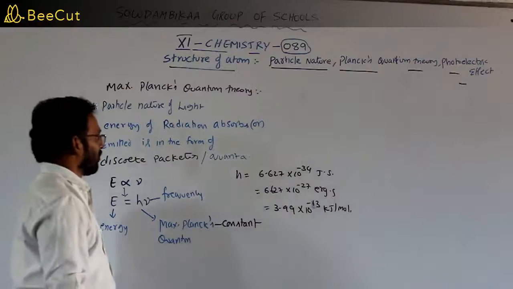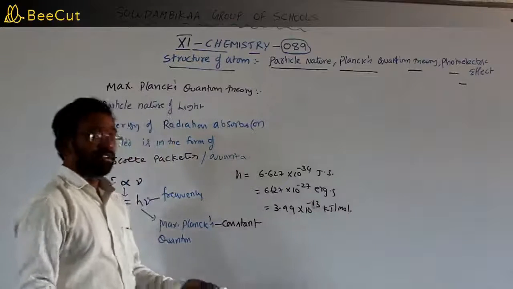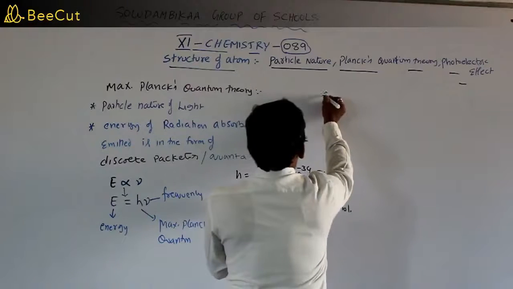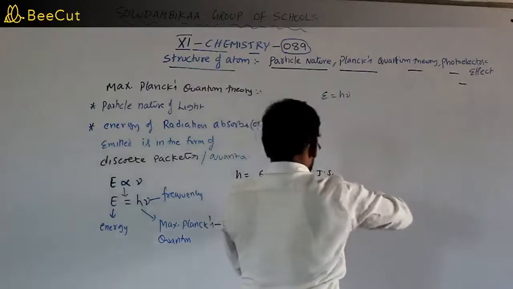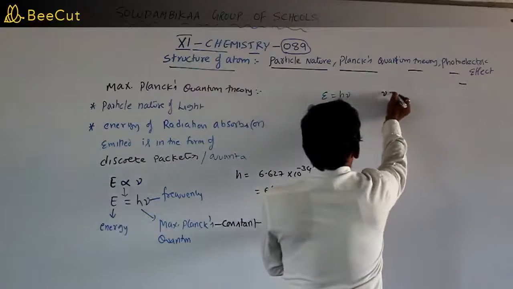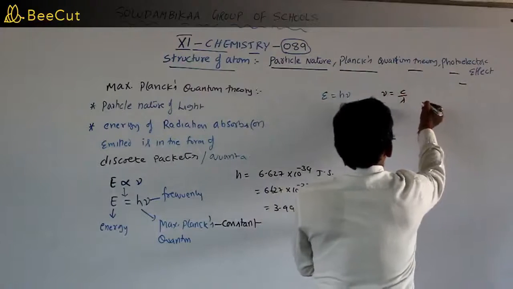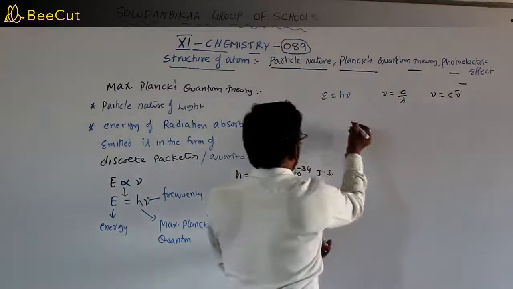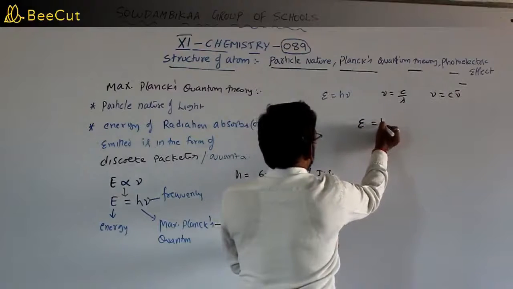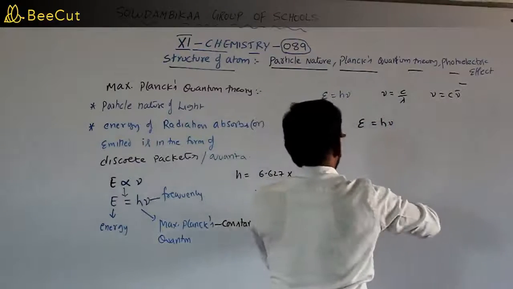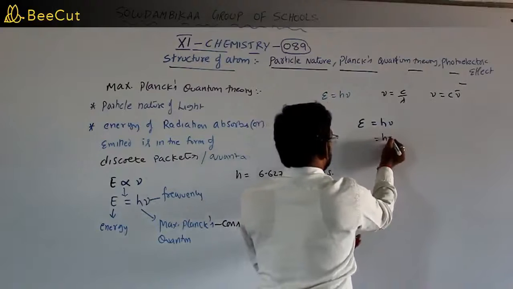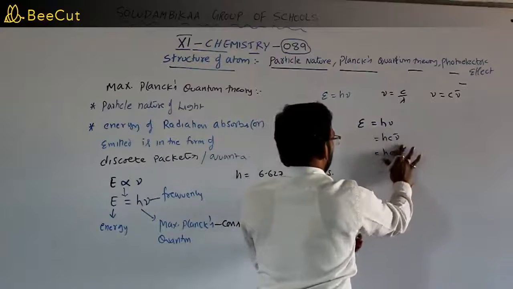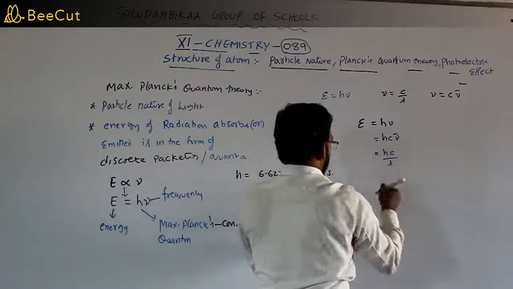Now here is the relation between Max Planck's quantum theory with energy, frequency and wavelength. Here we have three formulas. E is equal to h nu, where nu is equal to c by lambda, or nu is equal to c nu bar. Then we can write modified expressions: E is equal to h nu, or E is equal to hc nu bar, or E is equal to hc by lambda.